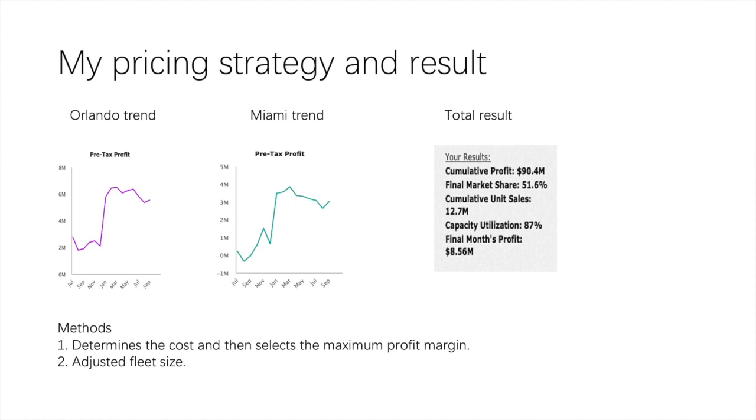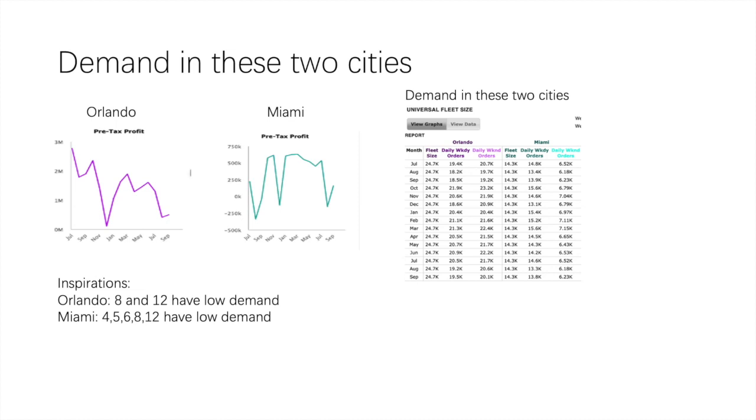It shows a high profit in these two cities, so I think my strategy may be suitable for the universal rental car. In this simulation, the first thing I need to know is the demand at different times, because different demands will lead to different costs. When I kept the price unchanged for 12 months, I found that the two cities had different demands in different months, as shown in this figure.